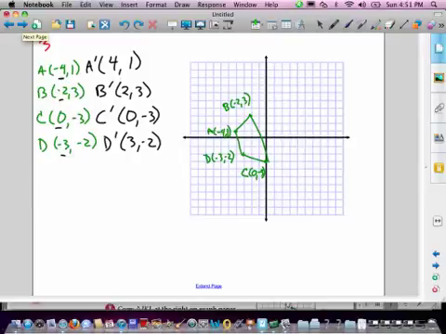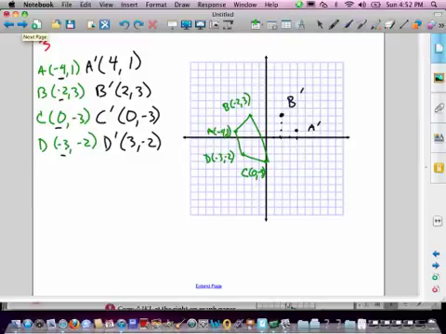And then D prime is going to be 3, -2. And so now I could plot these points and do it this way. I can go 1, 2, 3, 4, and then up 1. So there's my point A prime. For point B prime, I'm going to go 1, 2, and up 3, 1, 2, 3. Right there's my point. And that's B prime.